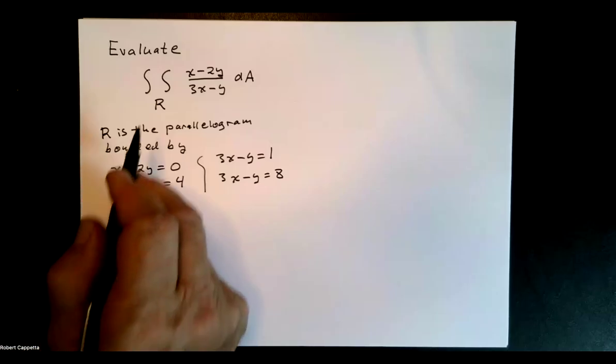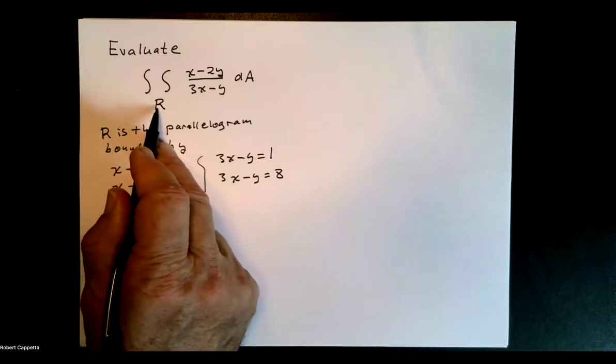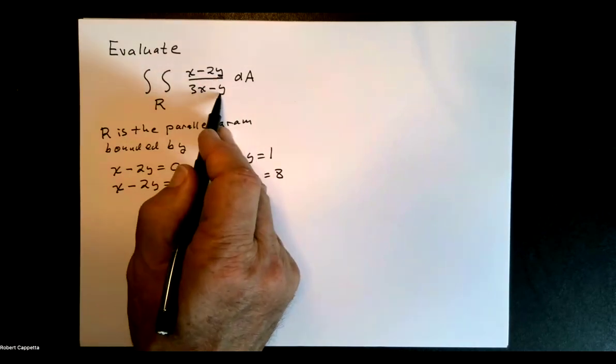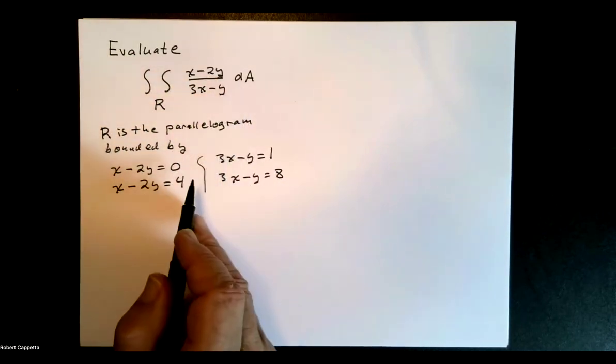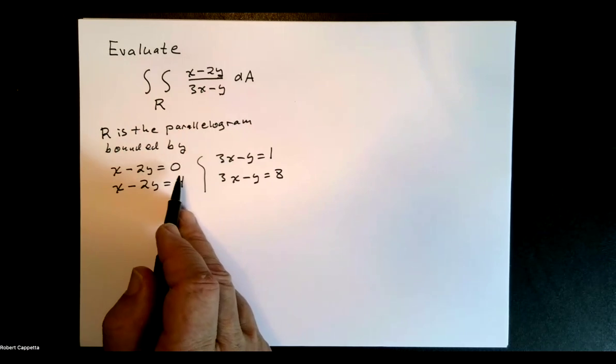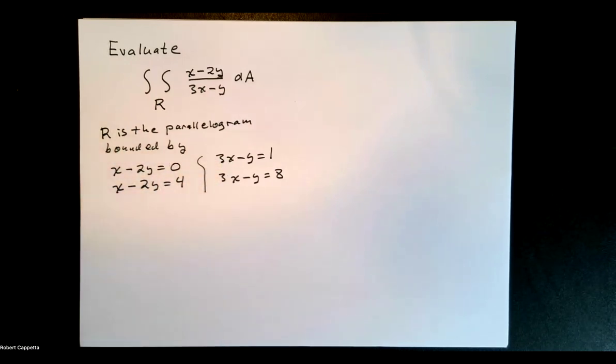So we want to evaluate the double integral over this region R of (x − 2y)/(3x − y) dA. But this time R is going to be a parallelogram bounded by those four lines. So let's take a look at our region and determine how best to proceed.